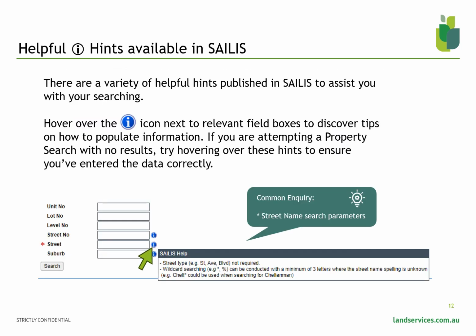There are a variety of helpful hints published in SAILIS to assist you with your searching. Hover over the blue eye icon next to the relevant field to discover tips on how to populate information. If you are attempting a property search with no results, try hovering over these hints to ensure you've entered the data correctly. One of the most common inquiries received by our customer support staff is in relation to search parameters of street name. The helpful hint on this slide demonstrates that a street type is not required here, just the street name only.